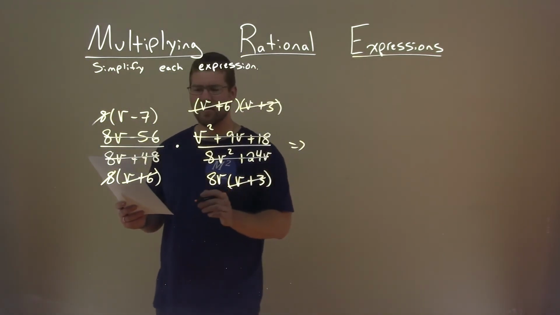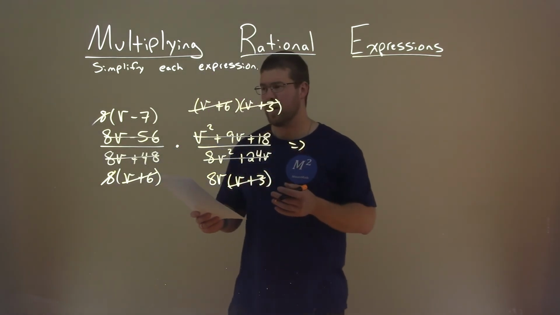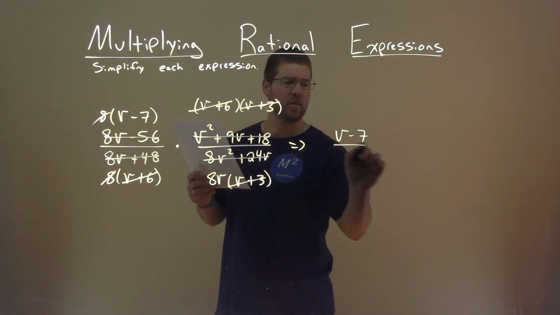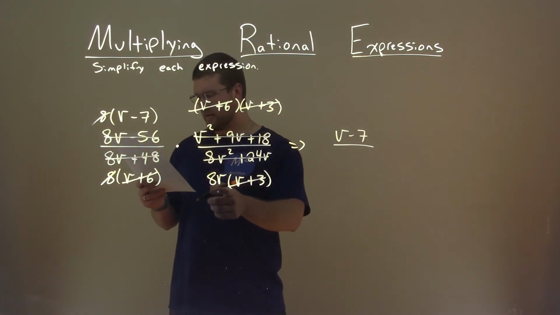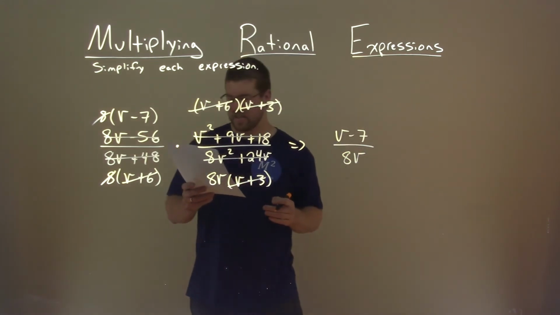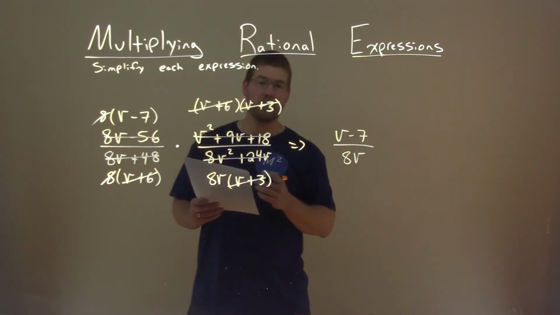So take your time with this. Nothing else seems that we can cancel out. So what are we left with? V minus 7 comes over. That's the only thing left in the numerator. The denominator, we're only left with an 8v. So that's it. V minus 7 divided by 8v is our final answer.